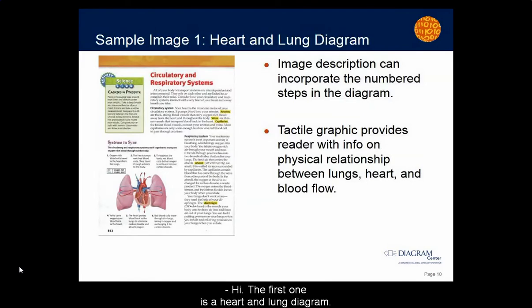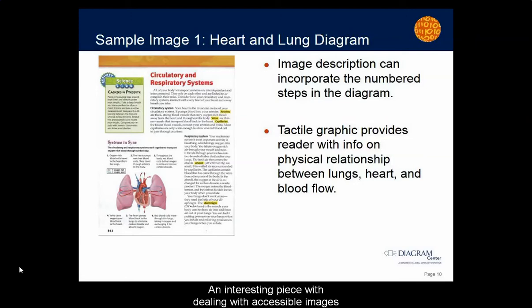Hi. The first simple one is a heart and lung diagram, and this was taken from a middle school health textbook, a section on circulatory and respiratory systems. So the diagram shows the lungs and the heart, color-coded pathways for blood transport, and is surrounded by a number of text paragraphs that are numbered that supplement the diagram by explaining the process.